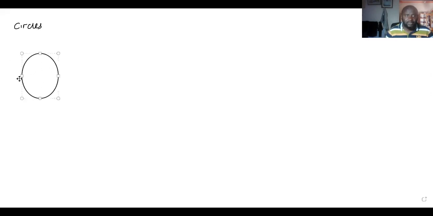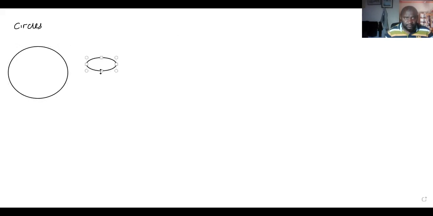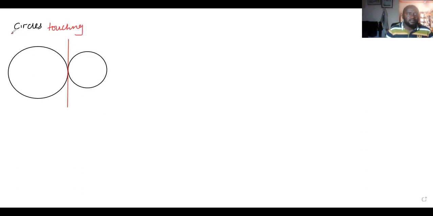This is my circle, and this circle is touching another circle. Then these circles ideally have a common tangent, which combines the two circles. So this is still circles touching. And I've called this a common what? Common tangent.